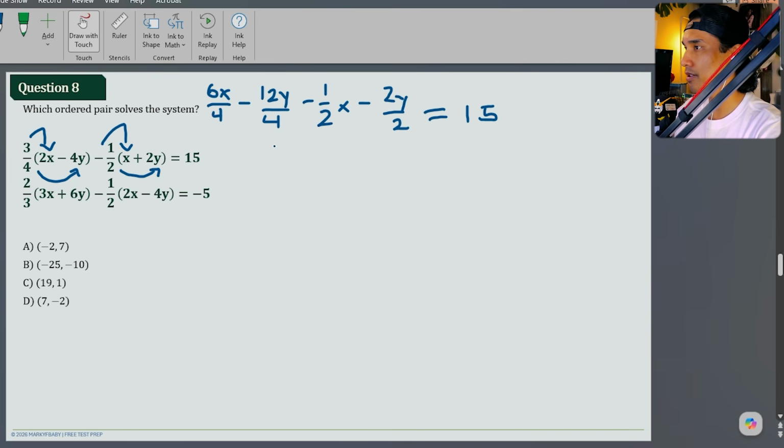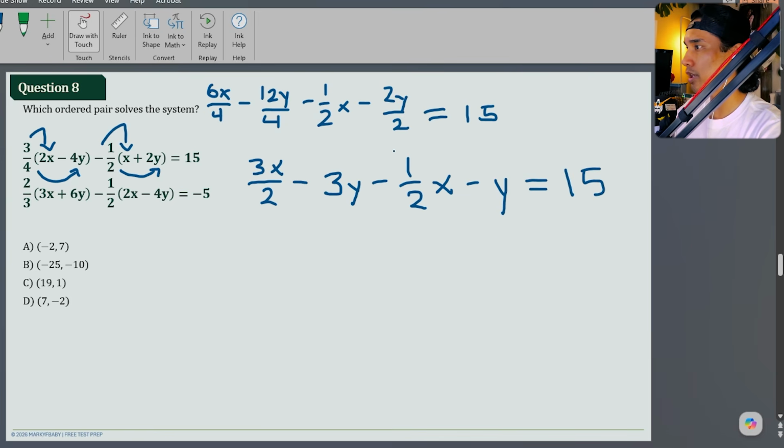Okay, so let's go ahead and do this. Let's simplify. 3x divided by 4 we could simplify by dividing the top and the bottom by 2, giving us 3x over 2, and then minus 3y, because 12y divided by 4 is 3y, and then minus 1/2 x, and then -2 over 2 is just going to give us -1, and then that's just actually going to give us -y, equaling 15.